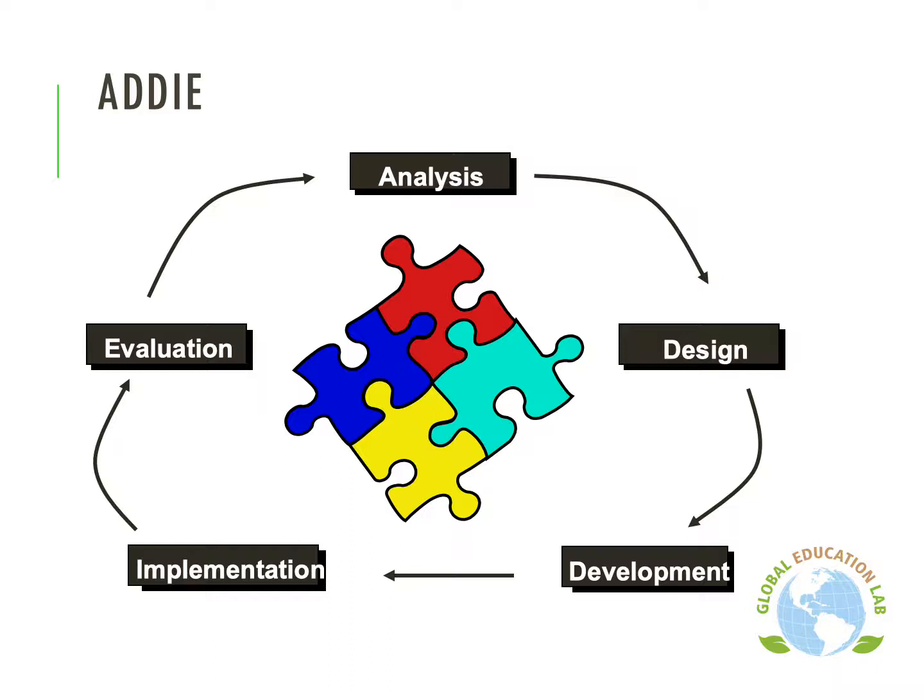Then you're ready for implementation, teaching your course or program. Evaluation is the last stage, but likely is something you will do throughout the process. The ADDIE model is drawn as a circle because each stage informs the others.